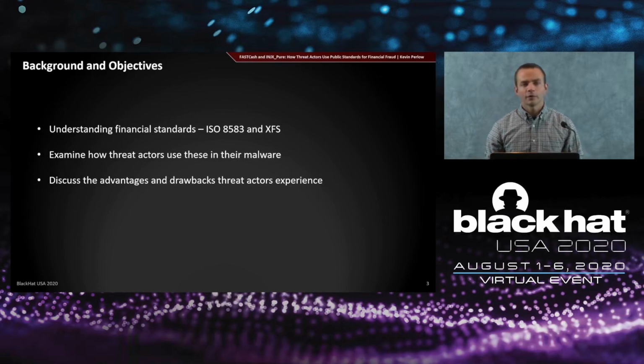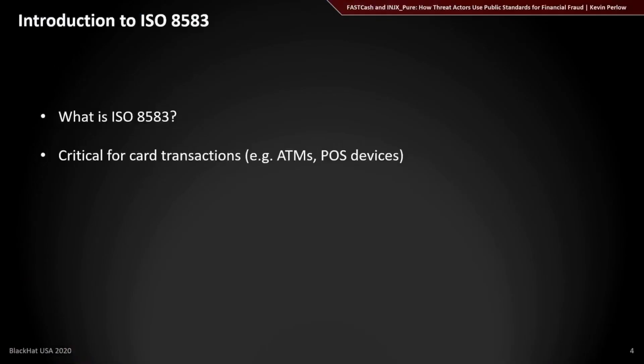an ATM. I'm going to be discussing how threat actors incorporate these two standards into two pretty specific malware families, FASTCash for ISO 8583 and INJX Pure for Extensions for Financial Services. And in the context of how these malware families work and the inner mechanisms of them, I'm also going to be discussing the advantages and drawbacks that come with integrating these payment standards into a malware family.